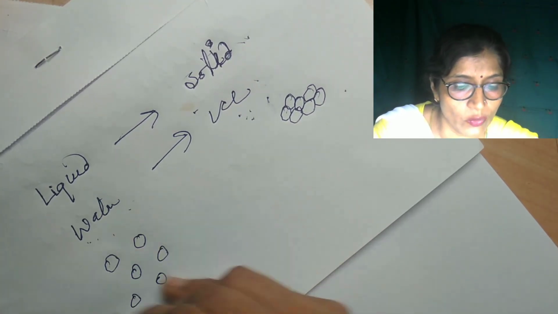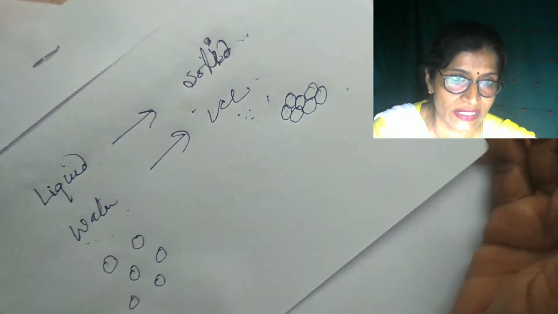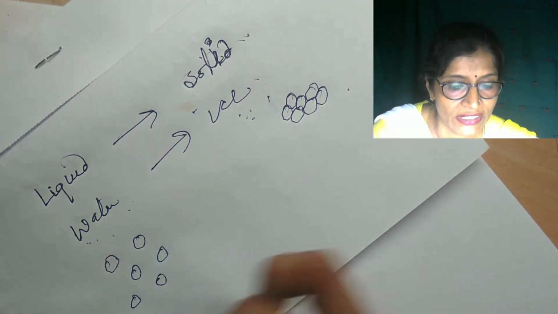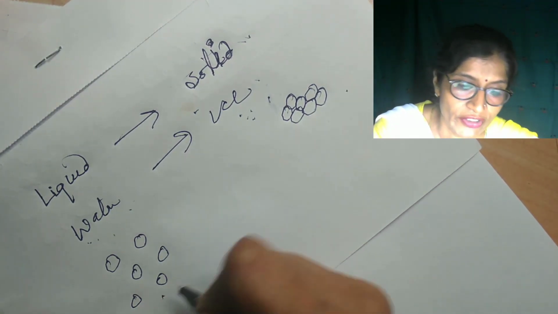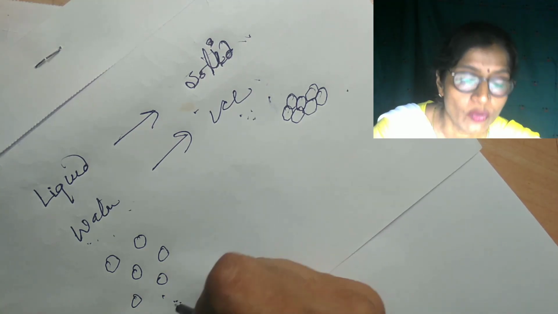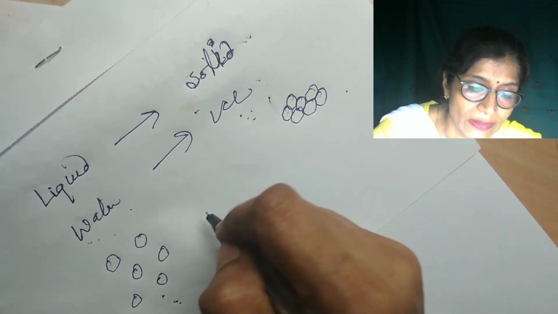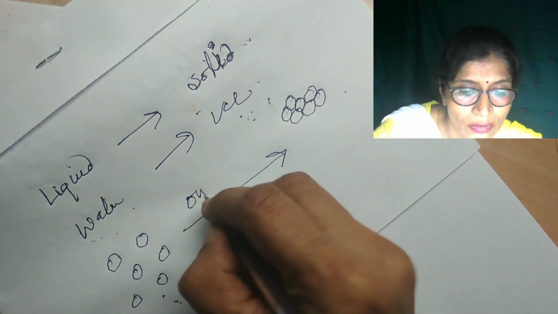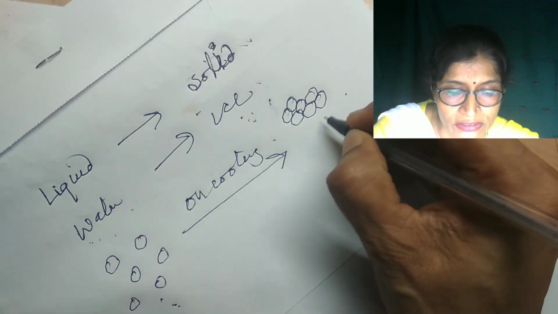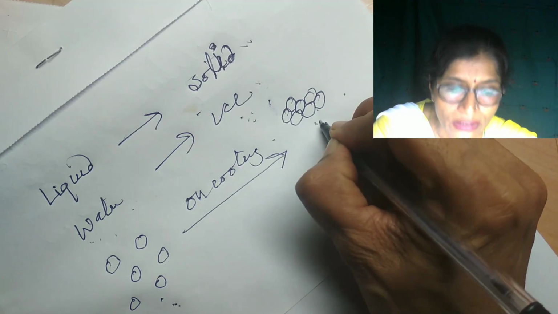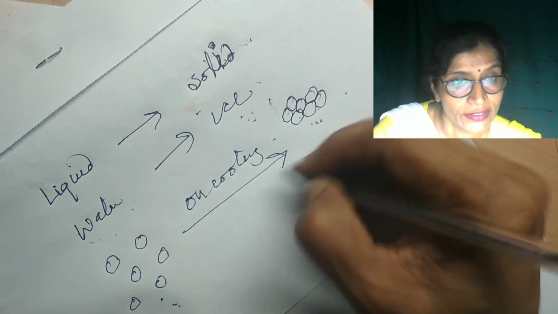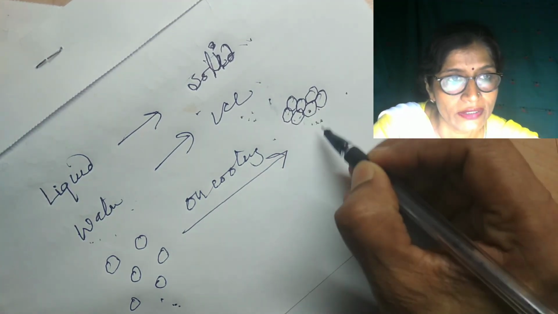So when water is cooled, it will release heat energy. When it releases heat energy, then what will happen? The average kinetic energy of the particles decreases, and we know that when the kinetic energy decreases, the movement of the particles slows down. Now the movement of the particles slows down, what will happen? The particles will come closer. So on cooling, the movement of the particles slows down, the particles come closer, and then the intermolecular space decreases and the intermolecular force of attraction between the particles increases.